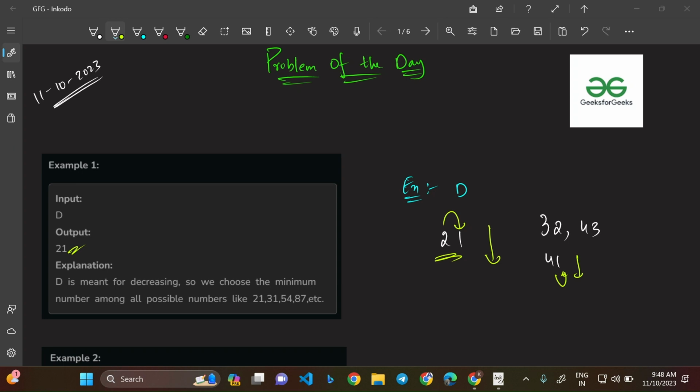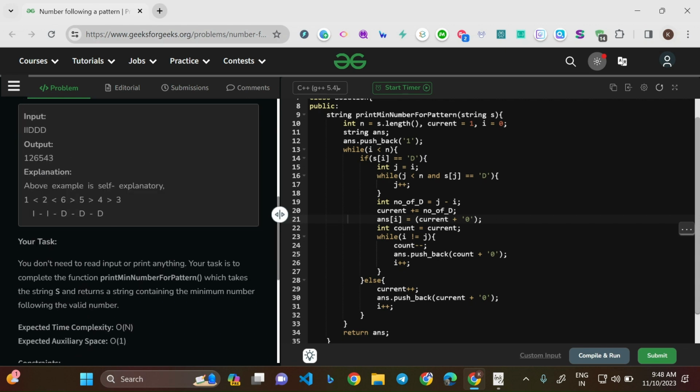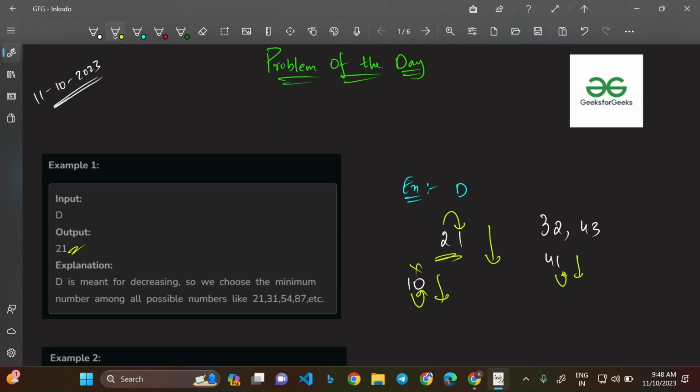You might be thinking, then why not 10? Even 10 is a case, right? Because from 1 we are decreasing to 0, so there is a decrease in the value. But it has been clearly mentioned in the question that the digits are from 1 to 9. So you cannot take 0. The minimum value that you can take is 1. Because the sequence is only D, you need to write some number to the left of 1 so that it decreases. That is the reason we are putting 2.